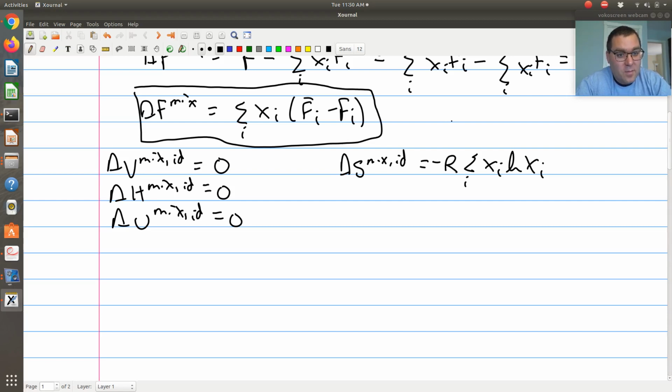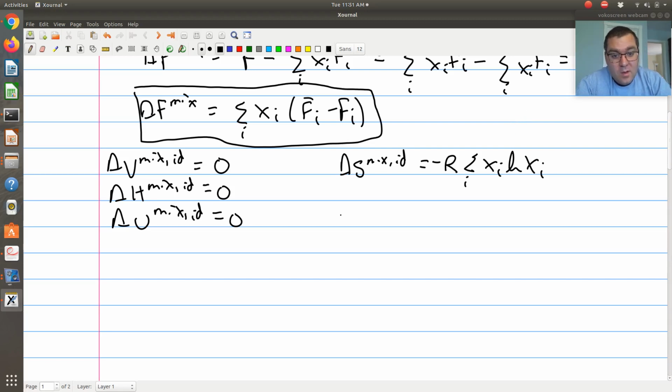R has the same units as S. So remember, G is equal to H minus TS. G has units of energy, H has units of energy, and T times S has units of energy. So S has units of energy per temperature, per Kelvin, the same units as R. Okay, but let me erase that, just so I don't confuse you when I post these.